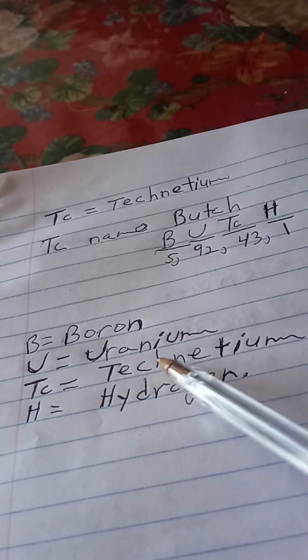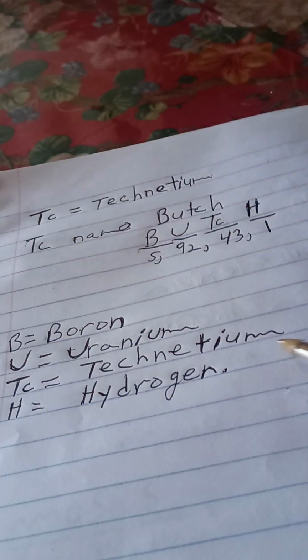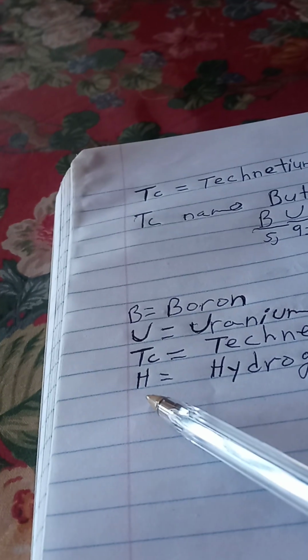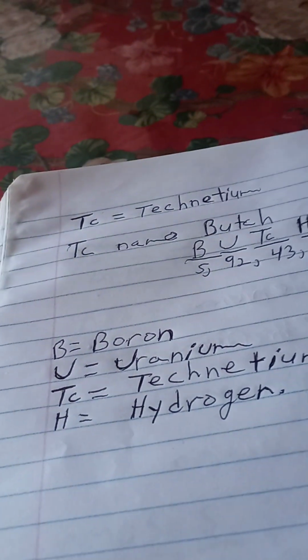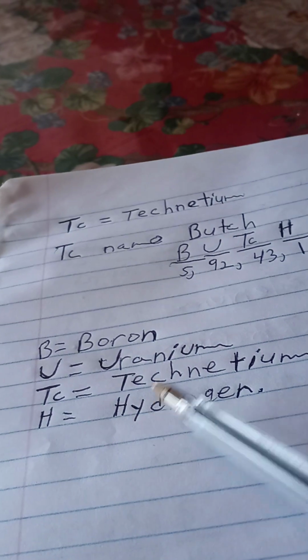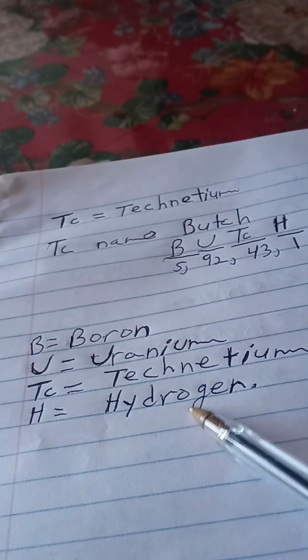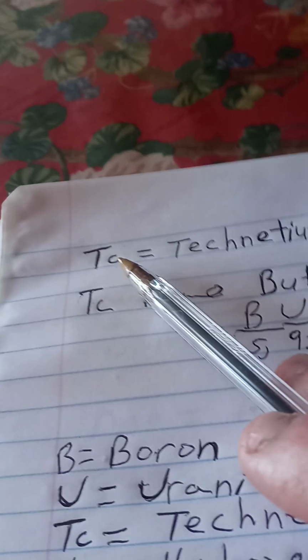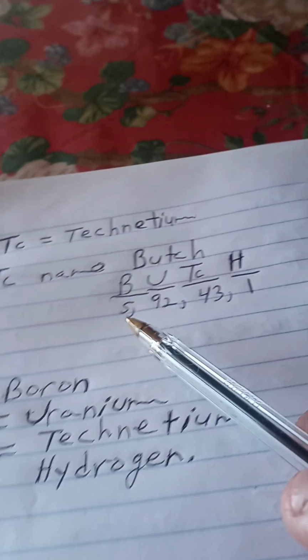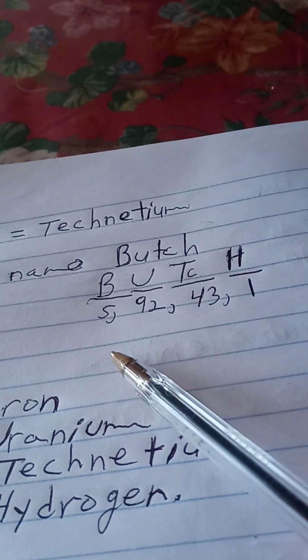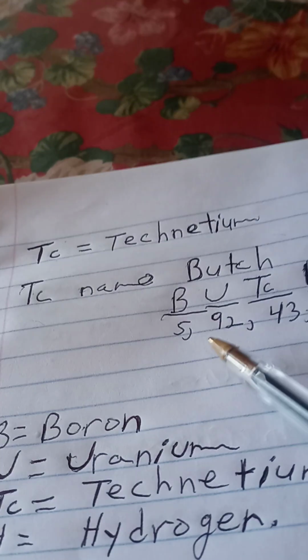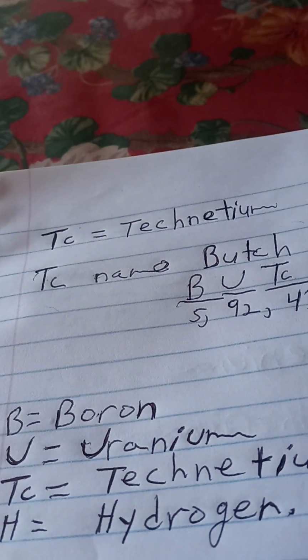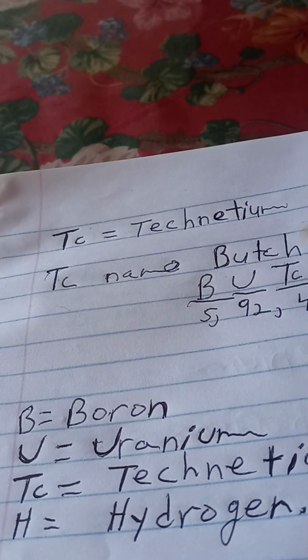Capital T with a small c equals technetium, T-E-C-H-N-E-T-I-U-M. And capital H is for hydrogen, H-Y-D-R-O-G-E-N. So you have the name Butch, and you got the T, capital T and small c, and you got other chemical symbols. Now, you don't have to remember the atomic numbers right away if you just want to remember the chemical symbols, like the B, the U, T, c, and the H.